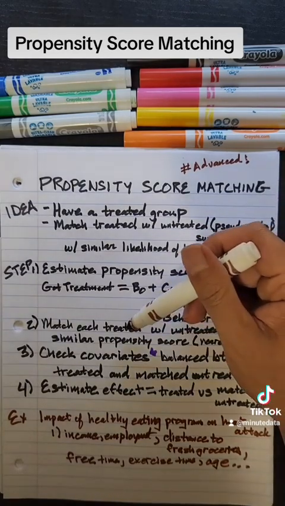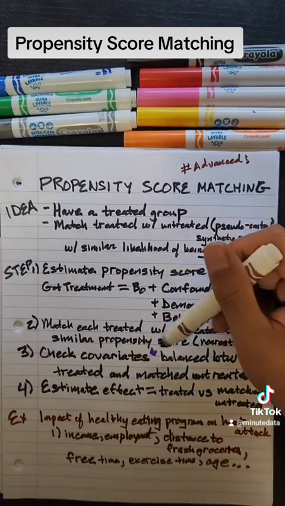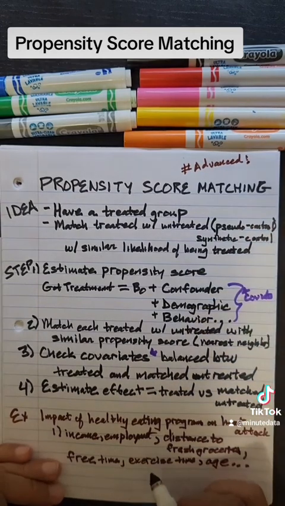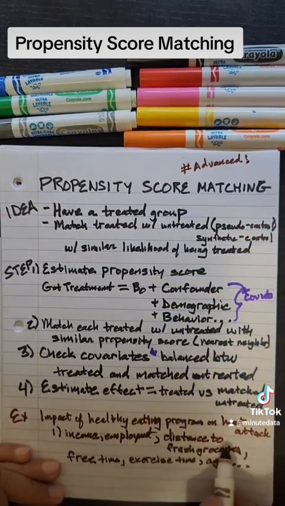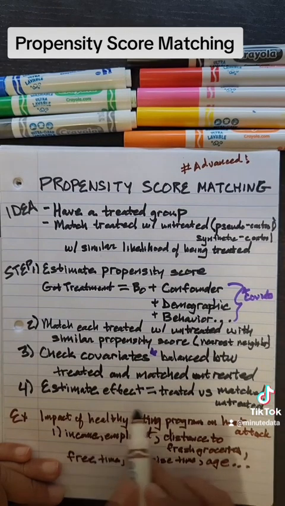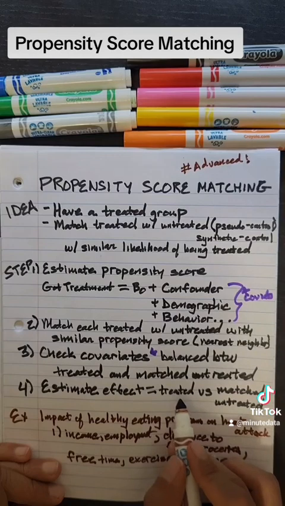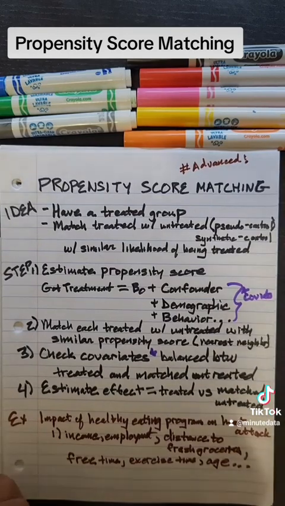So ideally, once you match the treated with the untreated along the propensity score, we're going to have two groups that are super similar across these variables. The key difference is one group participated in the healthy eating program, the other did not. And then when we estimate the effect of the program, we look at the heart attack rates for the treated versus the matched untreated.